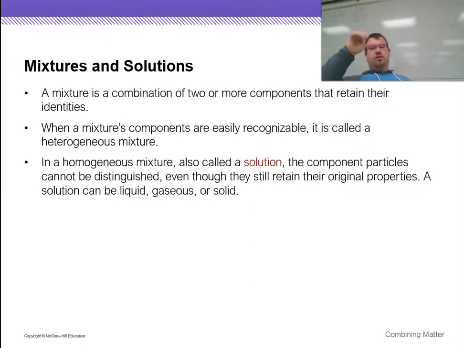So mixtures and solutions. A mixture is just a combination of two or more components that retain their identities. If a mixture's components are easily recognizable, it is called a heterogeneous mixture. In a homogeneous mixture, also called a solution, the component particles cannot be distinguished, even though they still retain their original properties. A solution can be a liquid, gas, or a solid, does not matter.